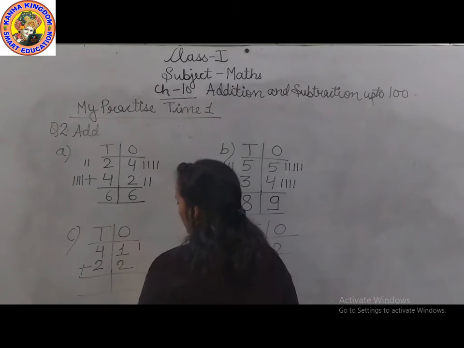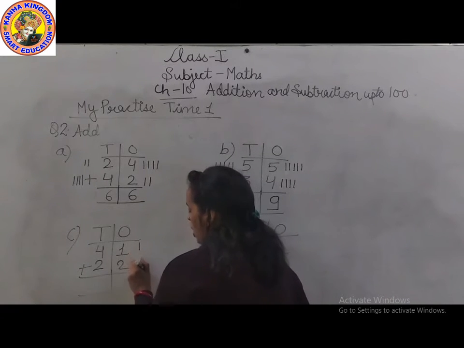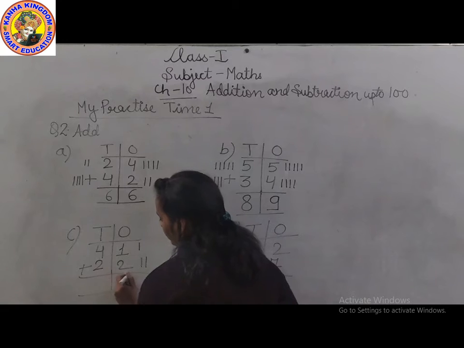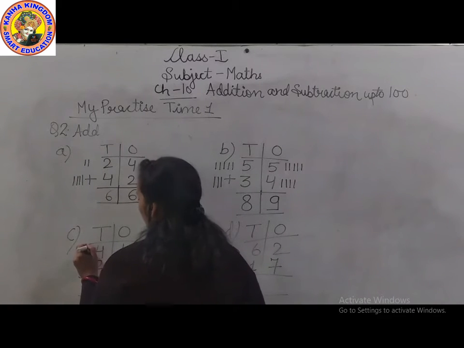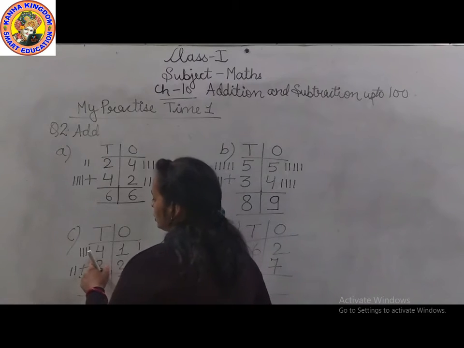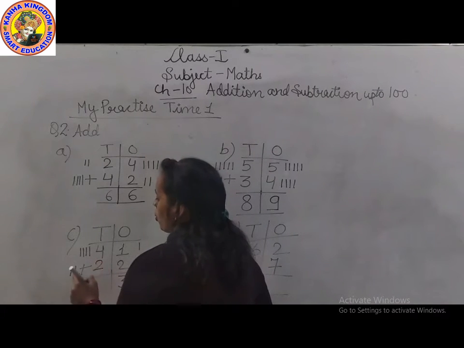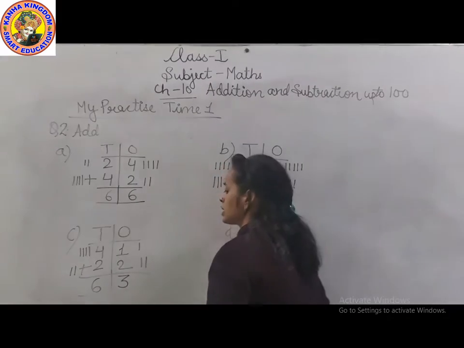Now next, 4 tens, 2 ones plus 2 tens. Counting 1, 2, 3, and 4 tens, 2 ones: 1, 2, 3, 4 and 2. 1, 2, 3, 4, 5, 6. 41 plus 22 equals 63. Okay?